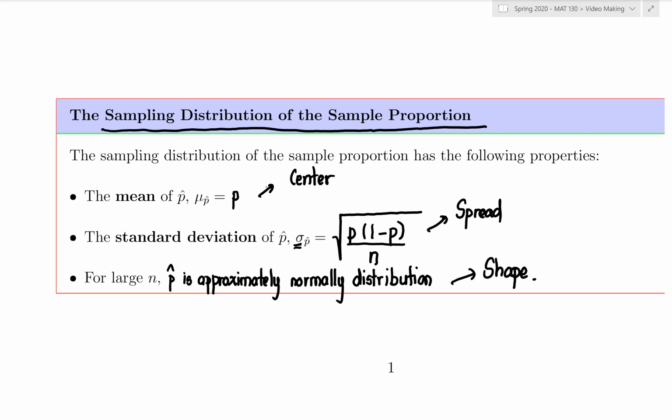To summarize what we have said here, if our n is large enough, n being the total sample size, then the possible sample proportions for the samples of size n have approximately a normal distribution with a mean of p and a standard deviation of square root of p times 1 minus p over n.